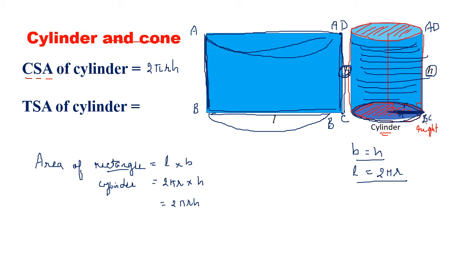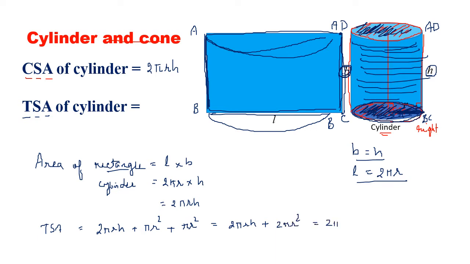That was the CSA. And for the total surface area of a cylinder, to this curved surface we have to add the bottom, which is in the shape of a circle, pi r square, and the top, which is also a circle, pi r square. So the TSA of a cylinder has the curved surface, which is 2 pi RH, plus the circle at the bottom pi r square, plus the circle at the top pi r square. You get 2 pi r h plus 2 pi r square.